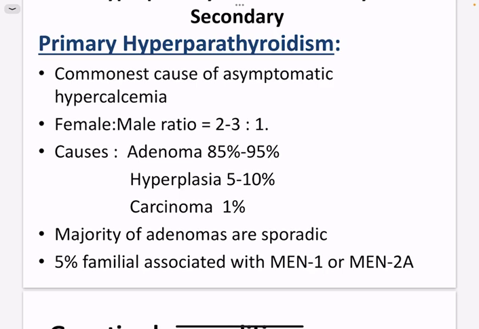level. وين بيشتغل الباراثايرويد هرمون؟ Mainly the main function على البون وعلى الكدني. So its most effective function على البون. It acts on the bone. شو بتعمل؟ بتعمل resorption. شو يعني resorption؟ يعني كأنها بتفكك البون عشان تطلع الكالسيوم منه، okay? So the parathyroid hormone function is to increase the calcium level.